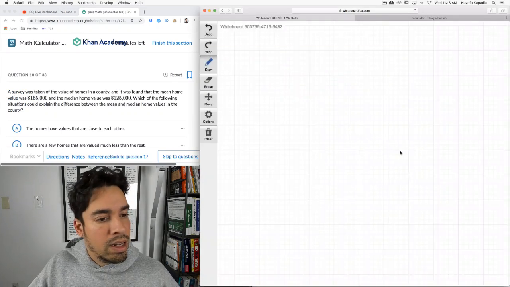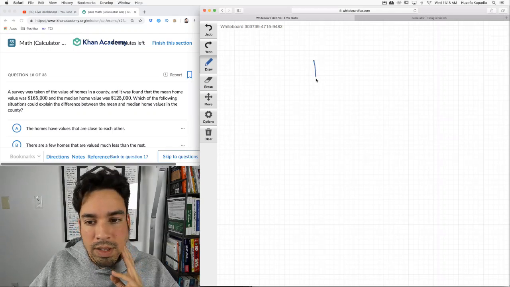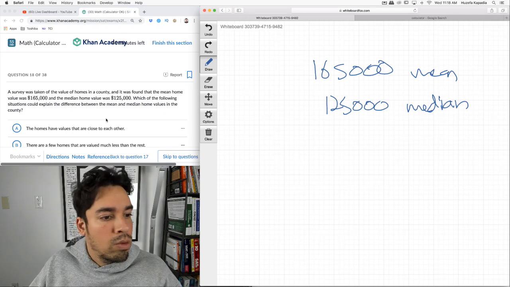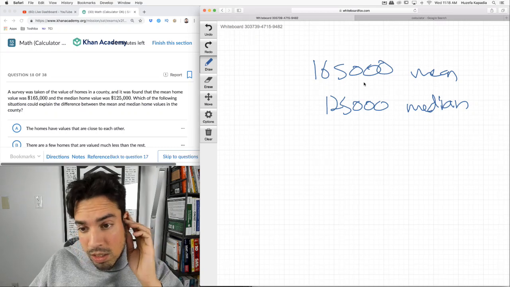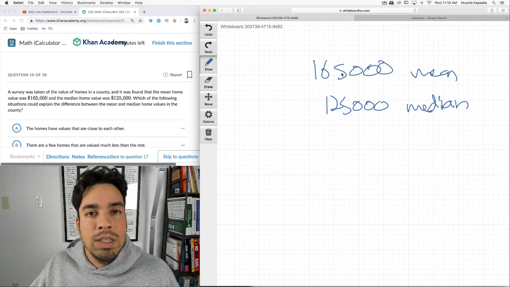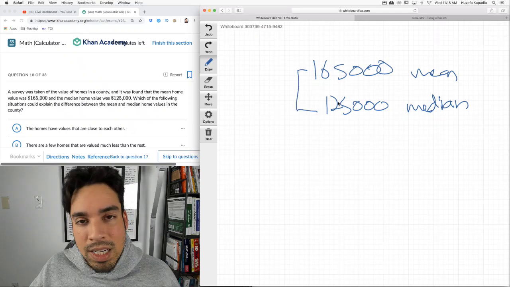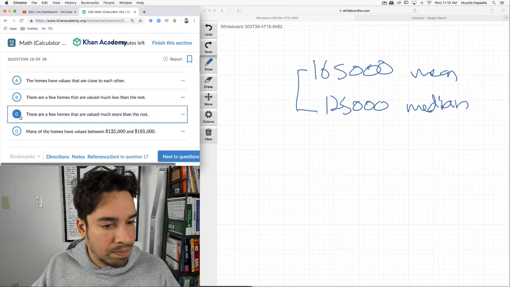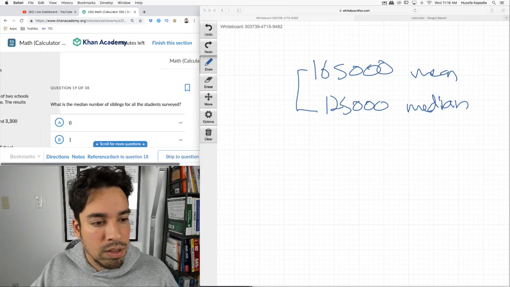A survey was taken of the value of homes in a county, and it was found that the mean home value was 165,000 and 125,000 is the median. Which of the following situations could explain the difference between the mean and the median? Well, clearly, the mean is skewed up. It usually means the mean is really affected by outliers, so in this case there must be a few high outliers, because the median is less affected by that since it's just the middle value. It's this one. There are a few homes that are valued much more than the rest. Next.